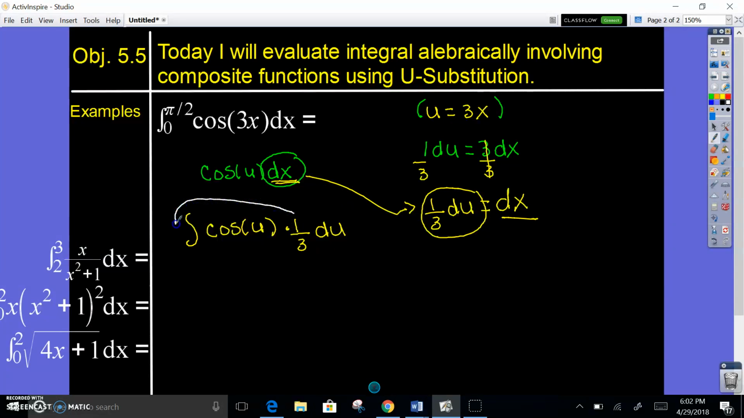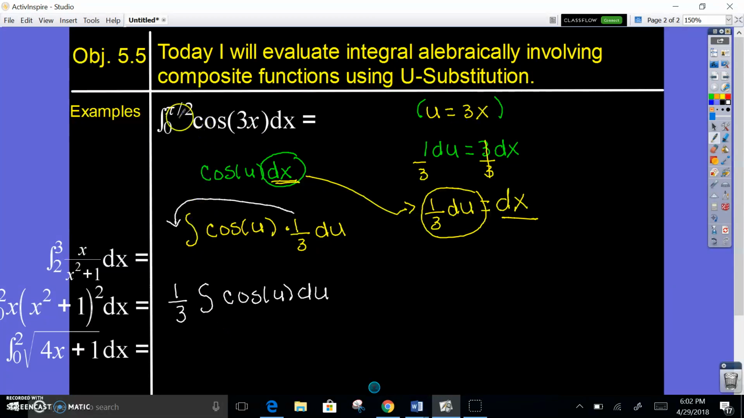So that's exactly what I'm going to do, just to make things a little bit nicer. So 1/3 comes outside. I don't have to do that, but it just makes it a little bit easier to work with. And then I have cosine of u times du. And now the variables match. Everything matches, everything's perfect. I still haven't taken an antiderivative, but it should be easier to take that antiderivative now that it's cosine of u as opposed to cosine of 3x.